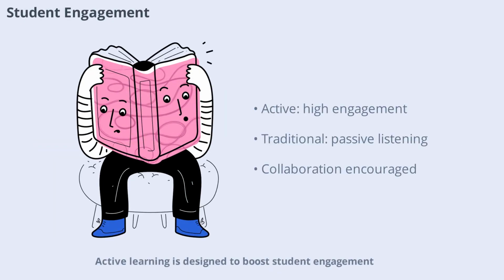Active learning is designed to boost student engagement by involving them directly in the learning process. Activities like debates, case studies, and group projects require students to participate, think critically, and collaborate. Traditional learning, while sometimes engaging, often relies on passive listening, which can lead to lower levels of attention and motivation. The level of engagement can significantly impact how well students retain and apply new information.